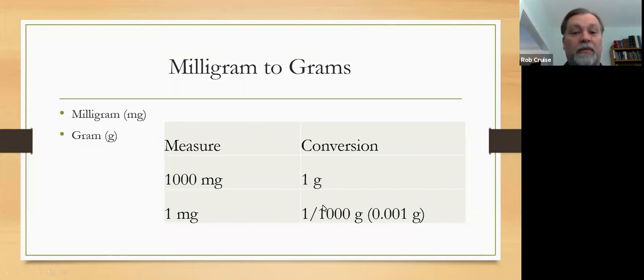Again, the conversion factor is 1 to 1,000. So if you have 1 milligram, you will have 1/1000th of a gram, or 0.001 grams. Right? Pretty straightforward.